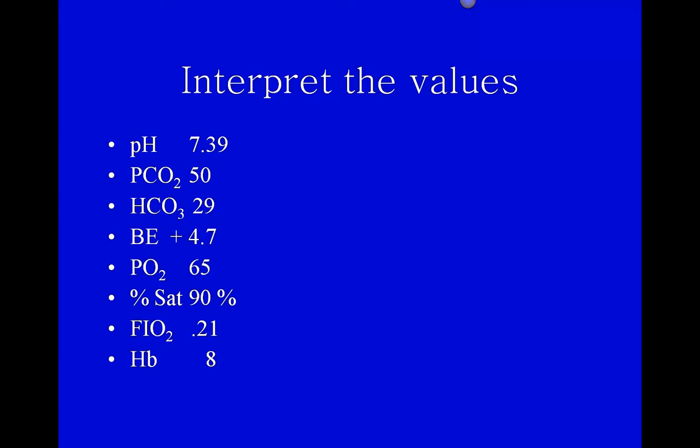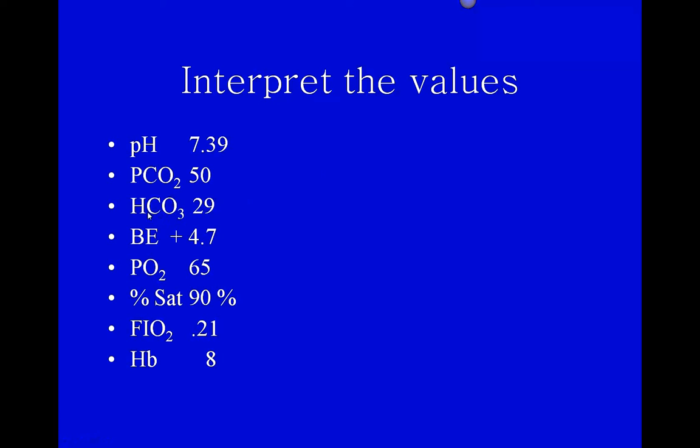No, I need the Men in Black pen. 35 to 45, so this is higher than it should be. Which direction will that move the pH? Well, when CO2 goes up, that moves the pH acid. So I've got acid written beside the pH because it's less than 7.40. I've got acid written beside my respiratory component, so I know I have a respiratory acidosis.